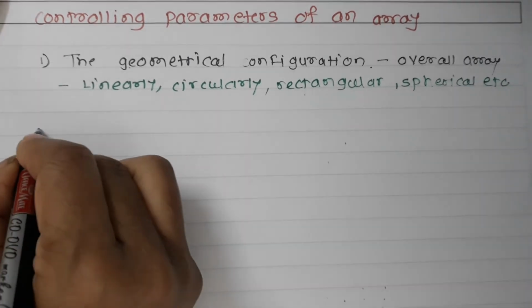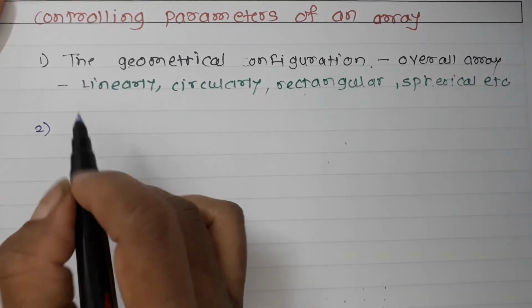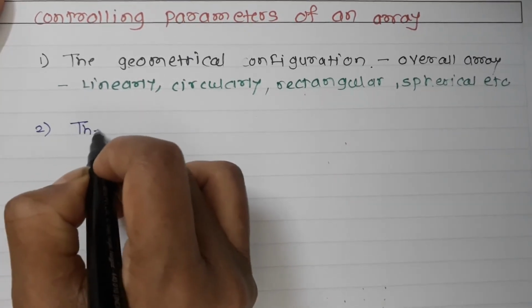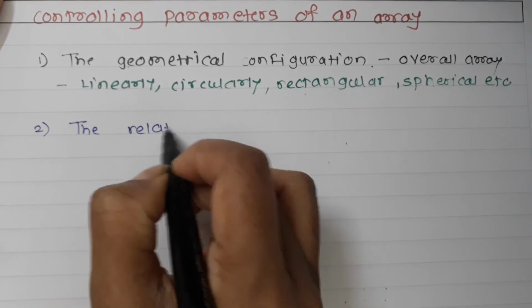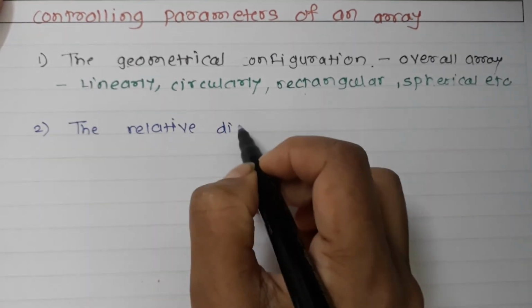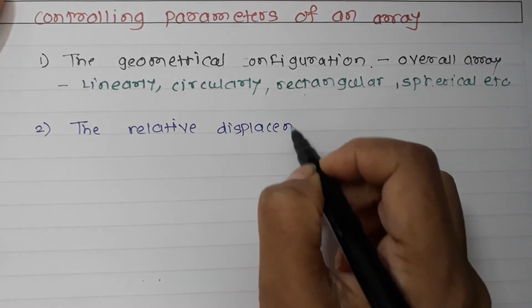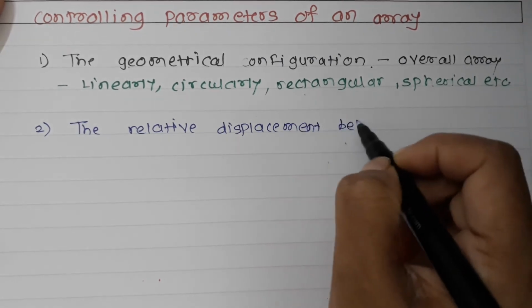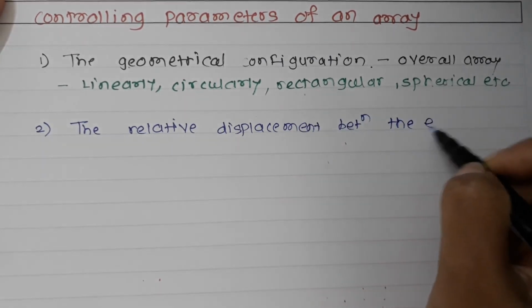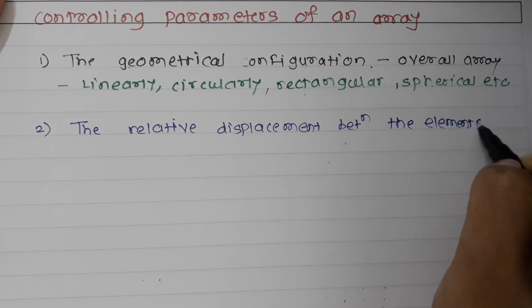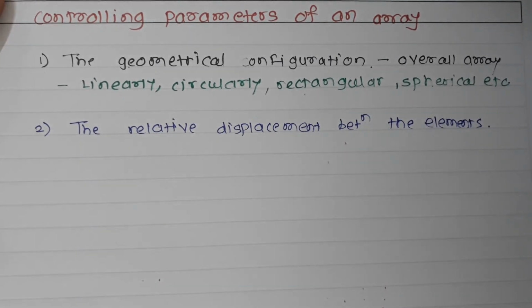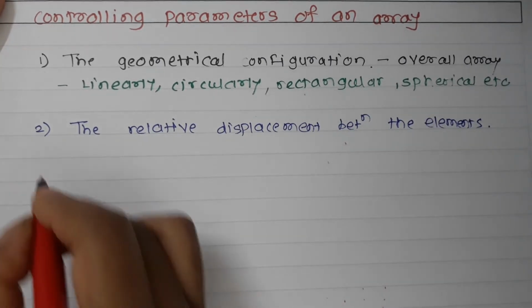The second controlling parameter is the relative displacement between the elements. The third controlling parameter here is the excitation amplitude.